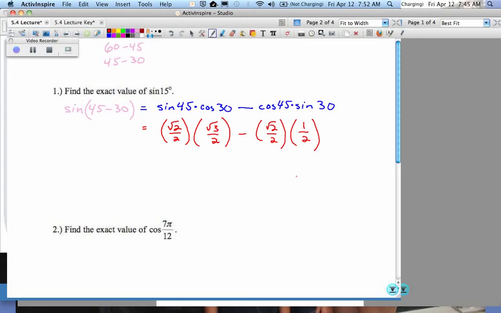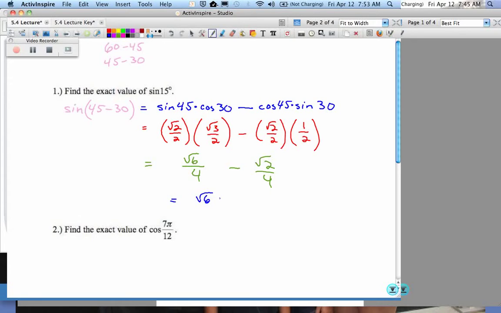So the blue comes from the pattern right off the pink formula sheet. The red numbers now are coming off the unit circle. And then we just multiply them together. Root 2 times root 3 is root 6. 2 times 2 is 4. Root 2 times 1 is root 2. 2 times 2 is 4. So what's your final answer?